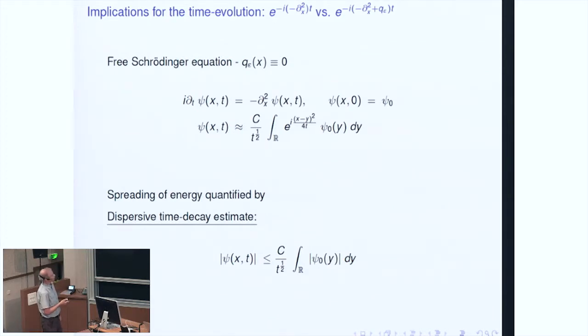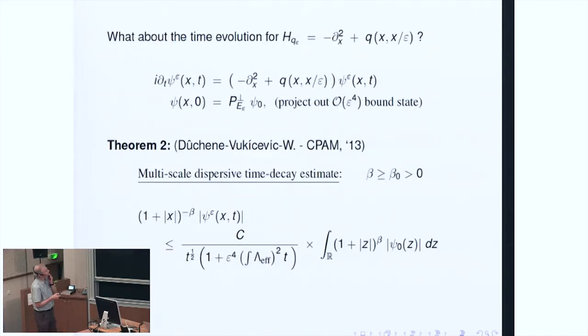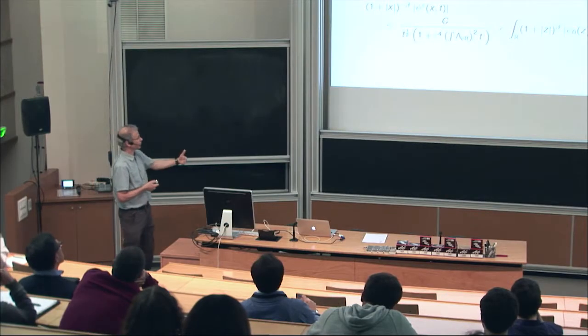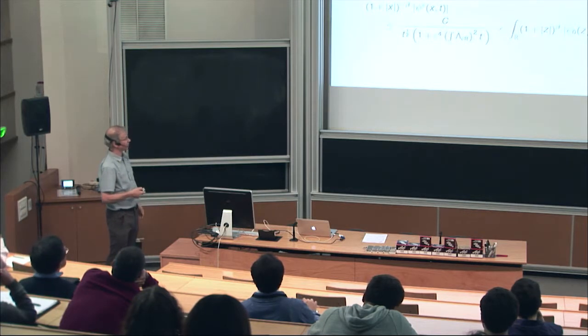And we can ask, well, what happens for the full evolution with potential Q epsilon? And for this, what we have to do first is project out the bound state, because we see that there is an eigenstate that gets kicked out of the continuous spectrum. So let's project that out. That's a one-dimensional projection. And then we expect the rest to disperse. And so this is the dispersive estimate that one gets.